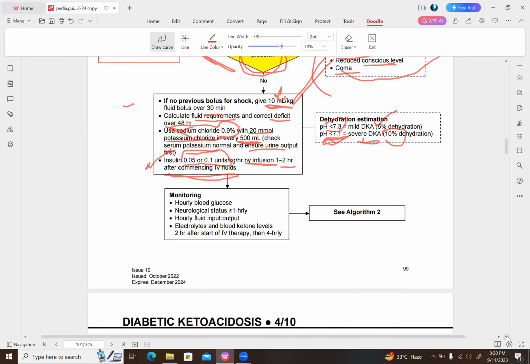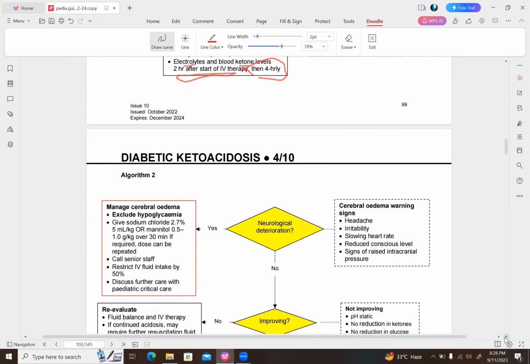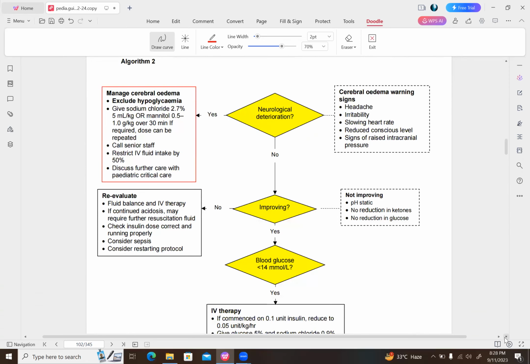What you have to monitor? Very easy. Of course, you have to monitor glucose. Of course, you have to see the neurological status, input, output record, ketones and electrolytes, 2 hourly after the start of the IV therapy, and then 4 hourly. Initially 2 hourly and then 4 hourly. Okay. So now this is easy. How you calculate the deficit, how you calculate the maintenance, I will be discussing in a while. Okay, don't worry about that.